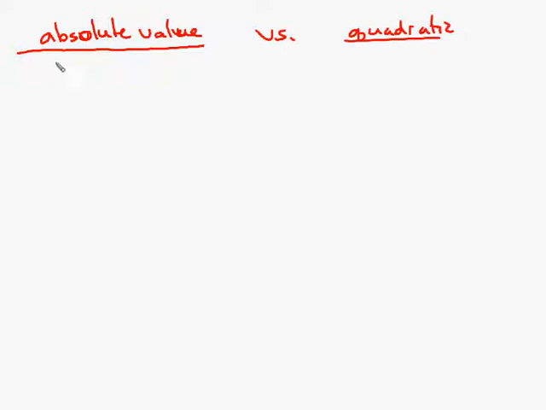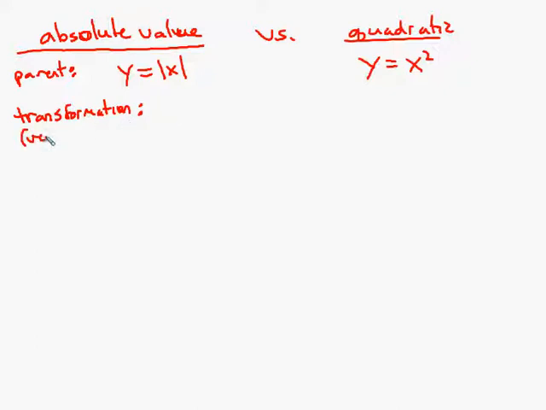Okay, so let's just compare these two. So our parent for absolute value is y equals absolute value x. And our parent for quadratic is y equals x squared. Our transformation or our vertex form, which is our graphing form, we want it like this, is y equals our stretch factor times x minus h plus k.